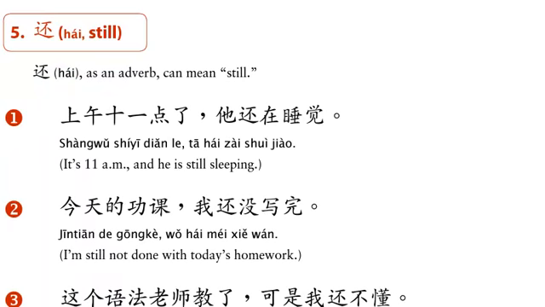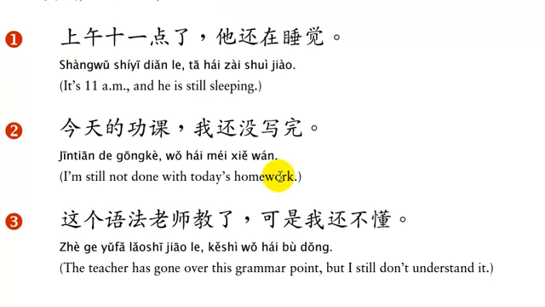In this dialogue you saw the use of 还 to mean still. 还 as an adverb can mean still. Let's look at some examples that you saw in the dialogue. We've got three examples here. 上午11点了，他还在睡觉. It's 11 a.m. and he's still sleeping. Notice here that there's no 现在.